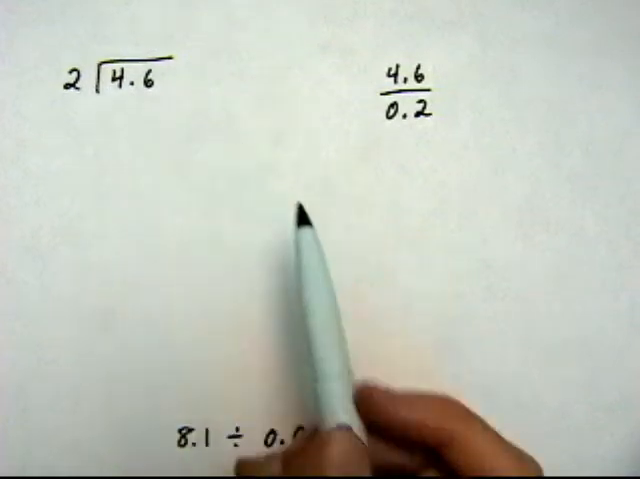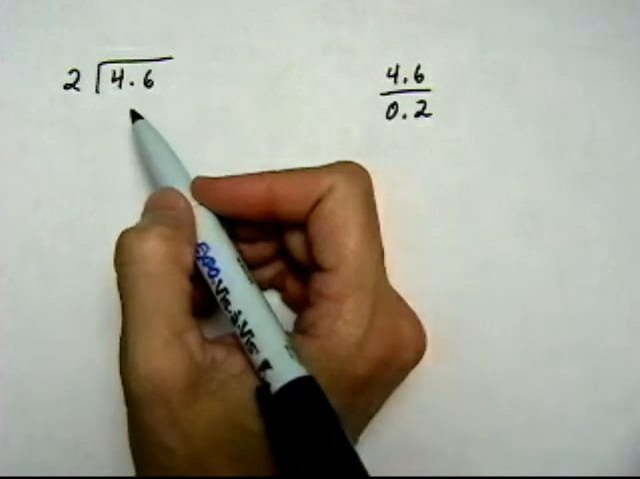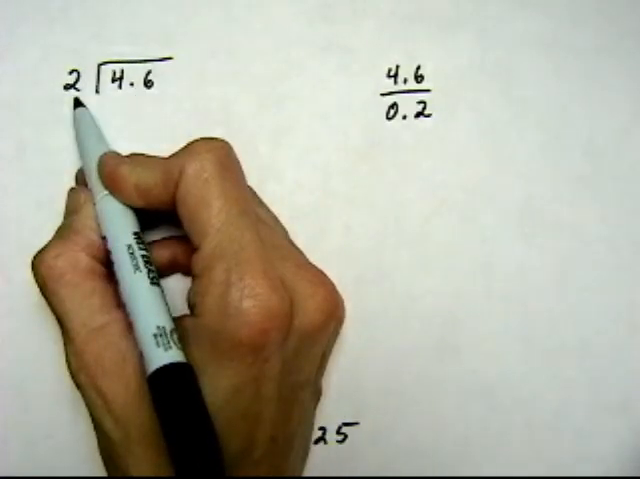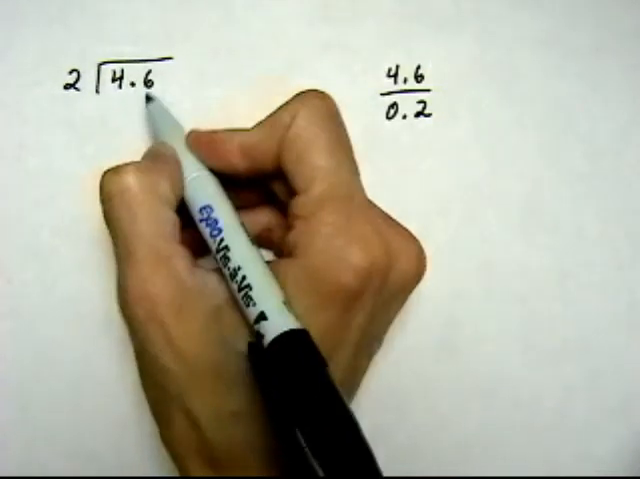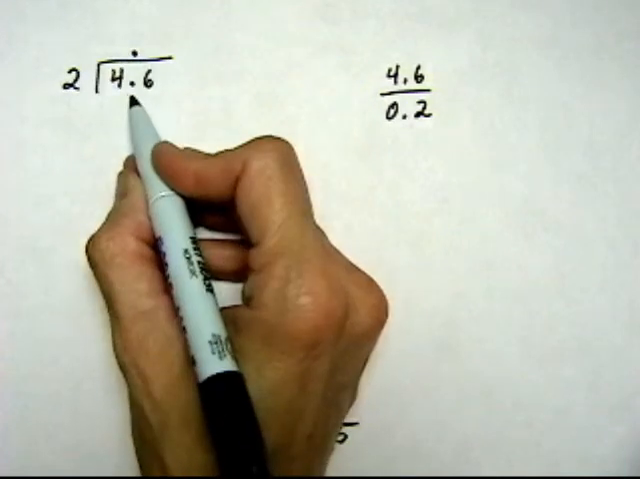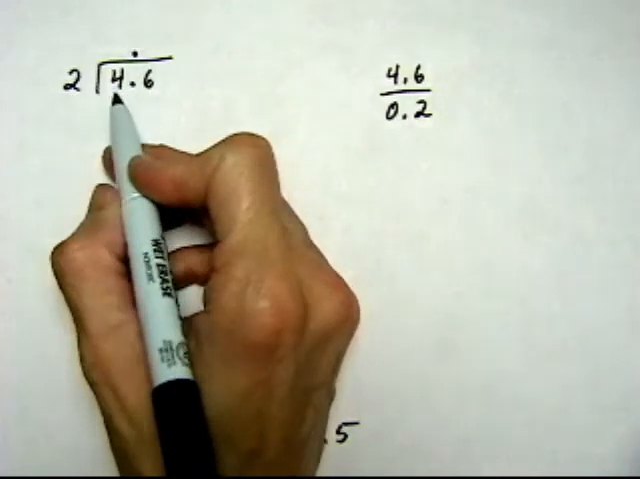Alright, here we're going to do 3 problems with dividing decimals. The first one, we have 4.6 divided by 2. So what I'm going to do is take this decimal point in the 4.6, move it right up top to be in the answer, and then I'll just ignore it and do the division like I normally would.